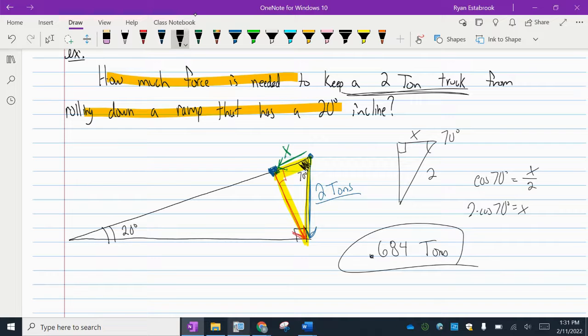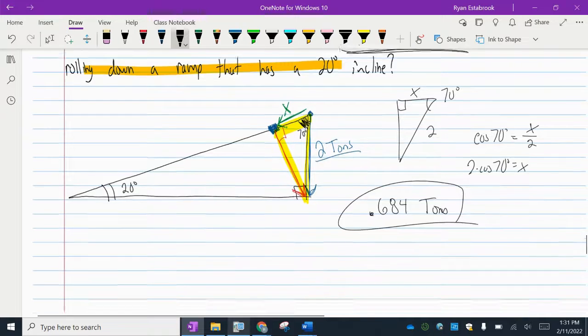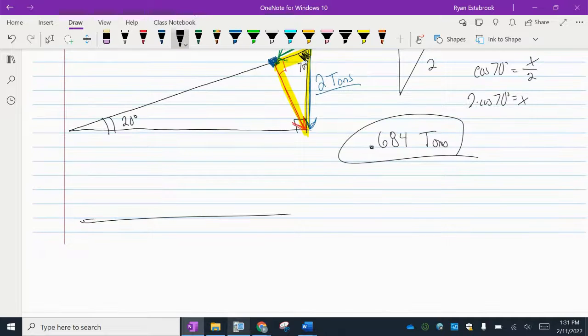And depending on this angle right here, again, if the angle were smaller, let's say this angle was only something like 2 degrees, and you have that same truck right there, I don't have to use nearly as much strength to keep that truck from rolling down the ramp because it's not as steep of an angle.